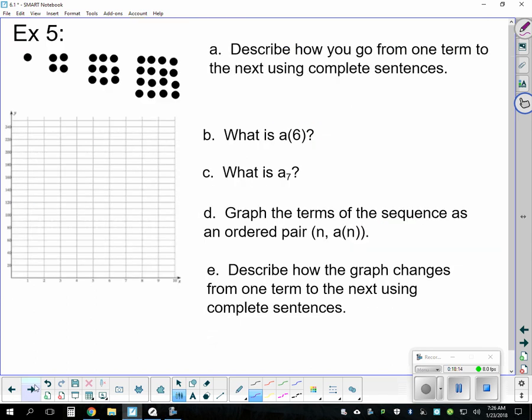All right, I want you guys to do example 5 on your own. Pause the video. This is your sequence right here. Pause the video and go through all of these parts. Stop here. Don't copy my answers. Pause the video.